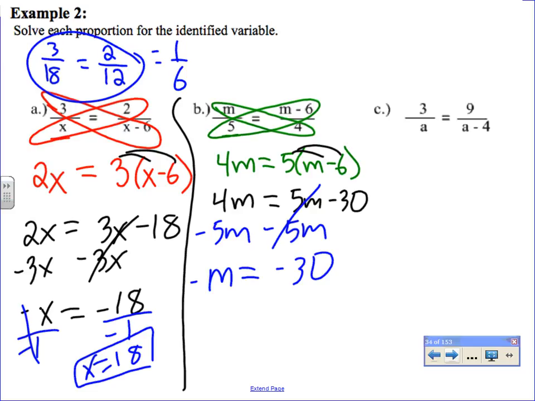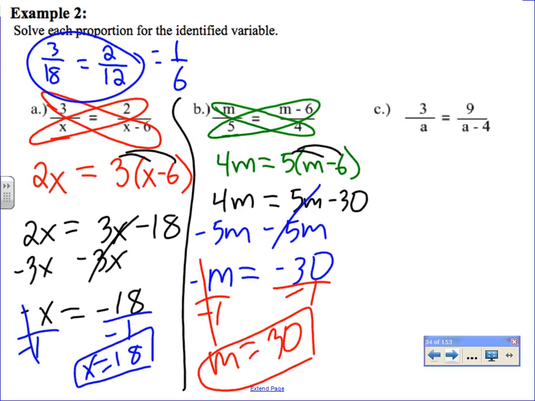And then, Joseph, how do we get rid of the negative? Good. Multiply or divide both sides by -1. The negatives are going to cancel on the left, and you end up with m equals 30. Questions on that one?